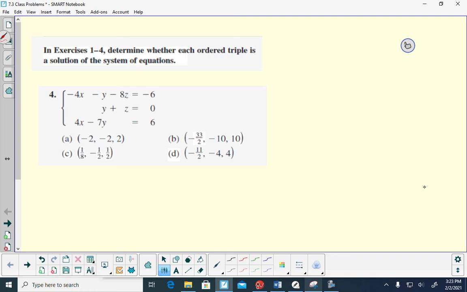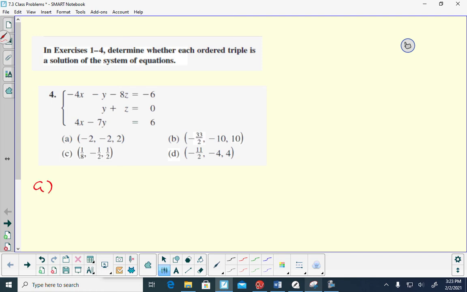So number 4 just wants me to determine whether each ordered triple is a solution to the system. To figure this out, I'm going to substitute in the numbers for x, y, and z. If it works, then it's a solution, but it has to work for all three equations. And if it doesn't work, then it's not a solution. So let's start with A.